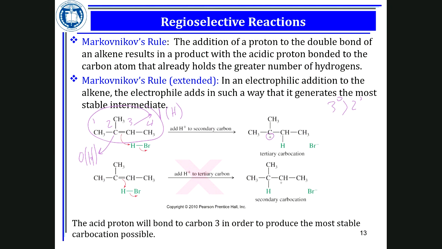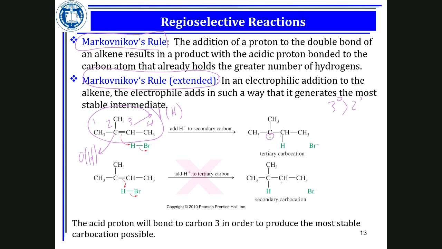So the Markovnikov rule, again: the hydrogen is going to add to the carbon with the greater number of hydrogens. And the extended rule says the hydrogen is going to add to a carbon from the carbon-carbon double bond, because those are the only carbons in question. It will add to the carbon that gives you the most stable intermediate.